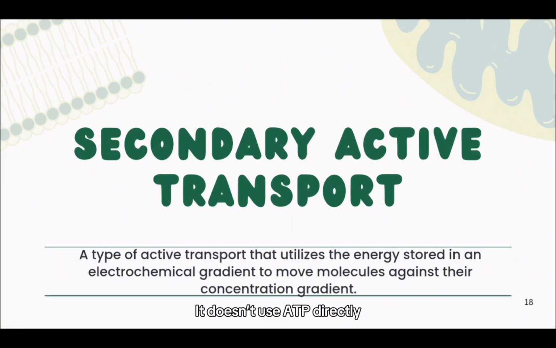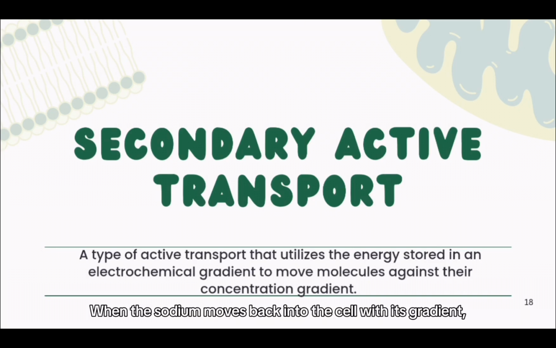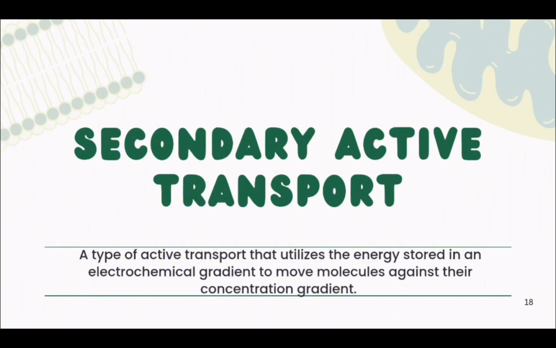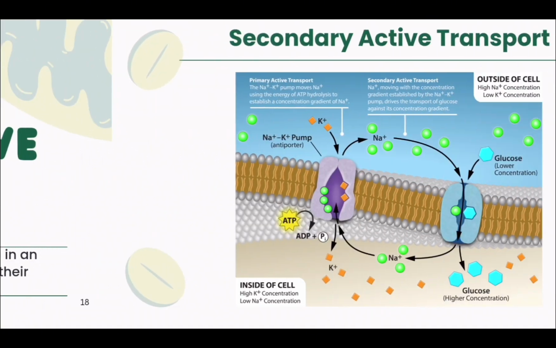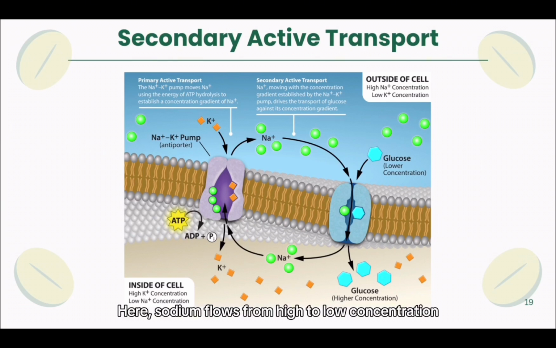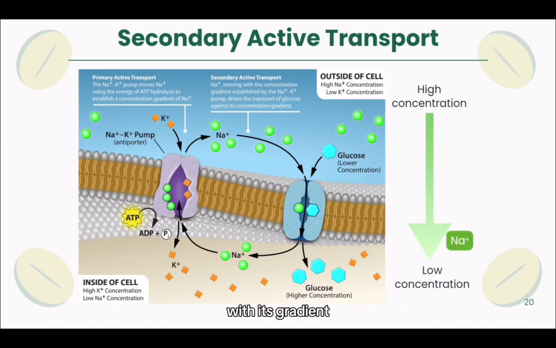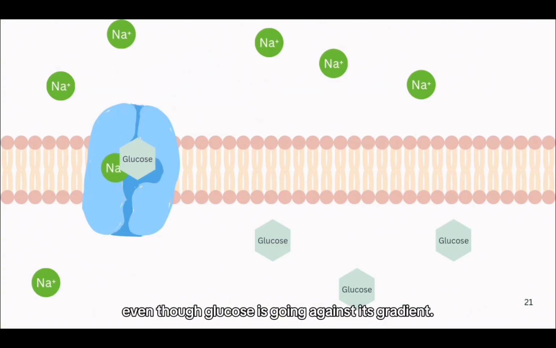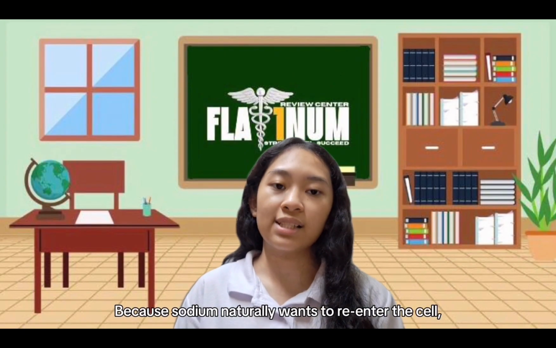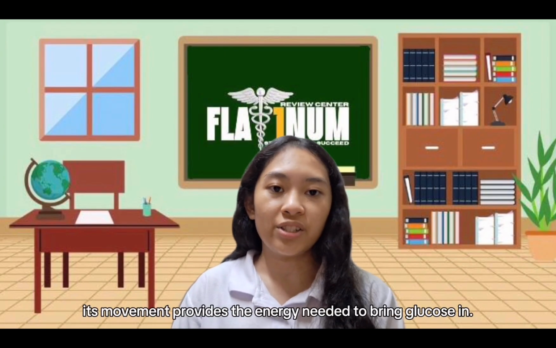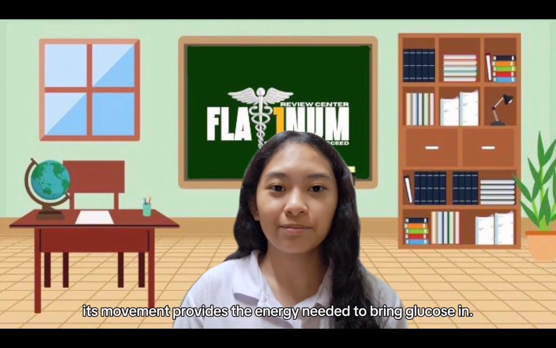It doesn't use ATP directly, instead, it relies on the sodium gradient created by primary transport. When the sodium moves back into the cell with its gradient, it brings another molecule along, such as glucose or amino acids. Here, sodium flows from high to low concentration with its gradient and pulls glucose into the cell, even though glucose is going against its gradient. Because sodium naturally wants to re-enter the cell, its movement provides the energy needed to bring the glucose in.